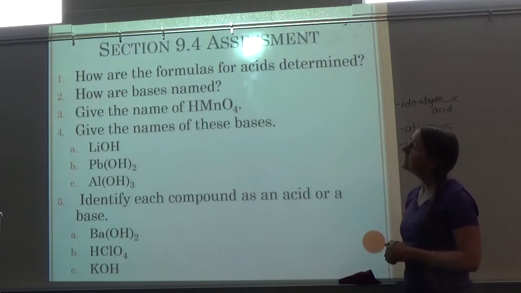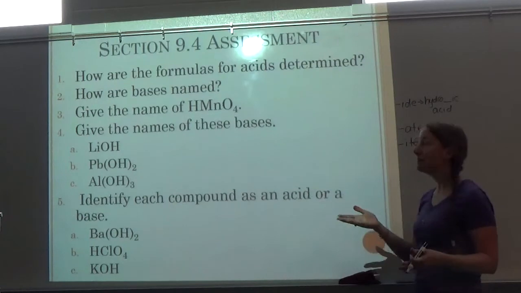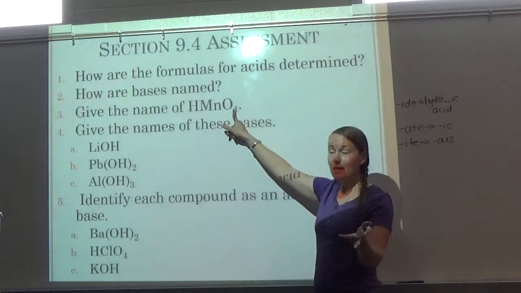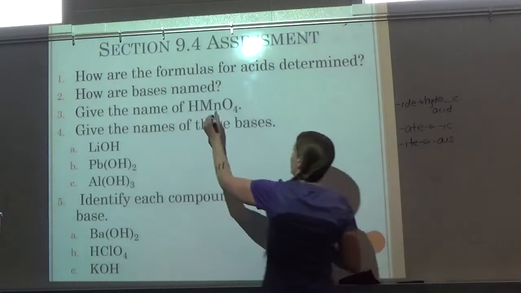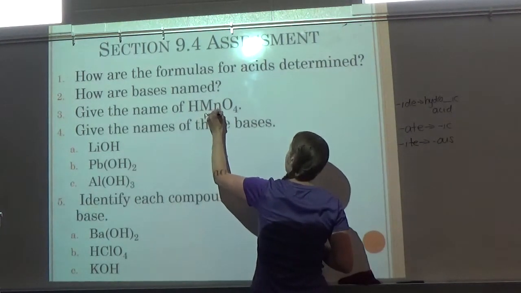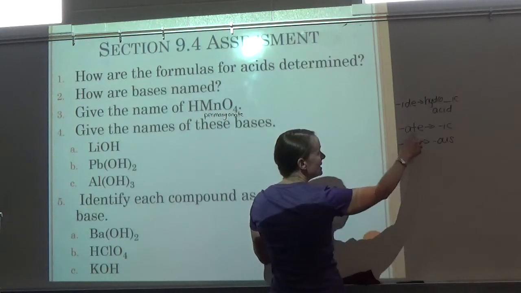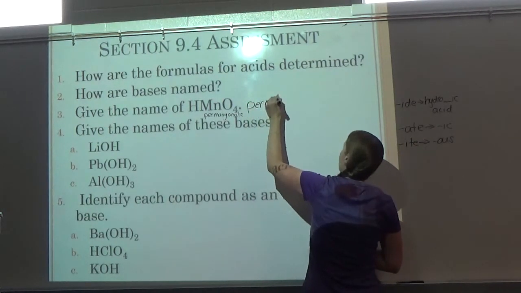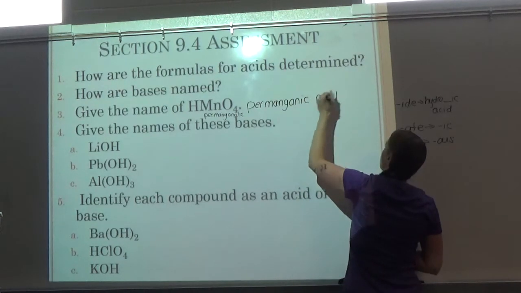Number 3, give the name of HMnO4. All right, so it starts with hydrogen, so I know it's going to be an acid. So I say, okay, well, what is MnO4? Well, if you look at your polyatomic ion sheet, MnO4 is permanganate. So when I name an acid, ate turns into ic. So it is permanganic acid. And that's it.